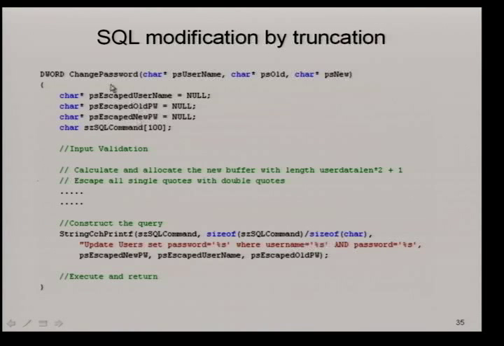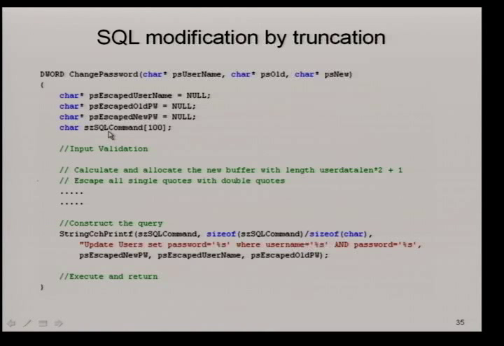So I have the same code, but in C here. So DWORD ChangePass, I have the same functionality here, change password, which takes 3 arguments: username, old password, new password. And I have 3 char star pointers here. Let's say I'm calculating the buffer length properly. So if the length of the passed in parameters is n, let's say I'm allocating 2n plus 1. I have a string cchPrintf, which is the safe version of sprintf. This guarantees that you don't have any buffer overruns.